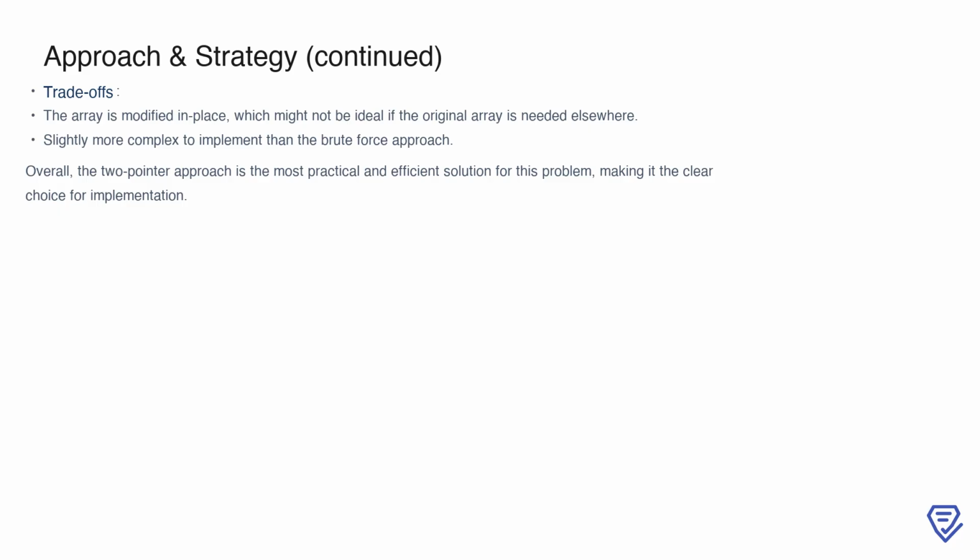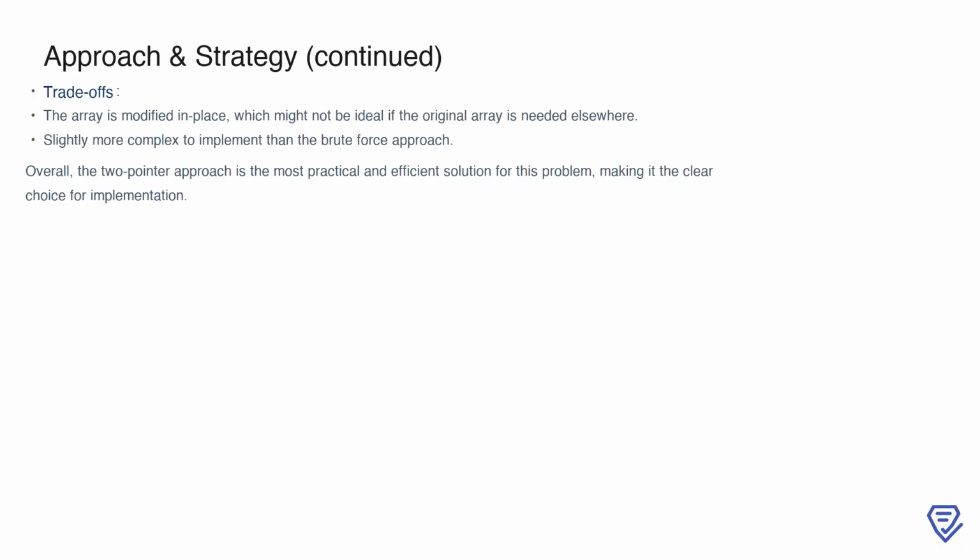Specifically, modifying the array in place means that the original structure of the array is altered, which might be problematic if the original data is needed elsewhere. Additionally, while it's more complex to implement than the brute force approach, the added complexity is minimal and well worth the performance gain. Overall, the two-pointer method is the most practical and efficient solution for this problem.